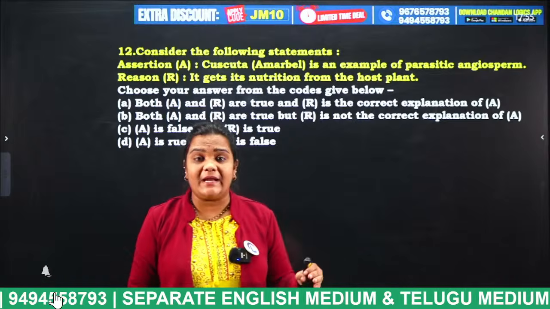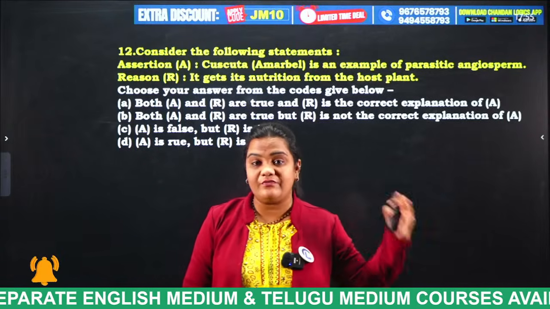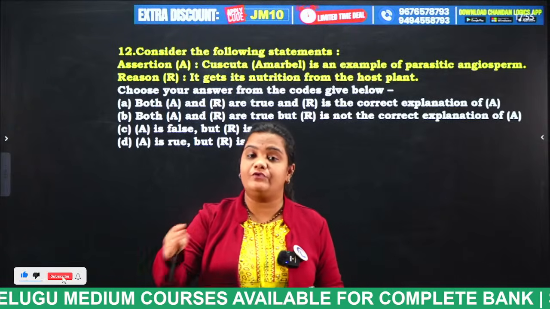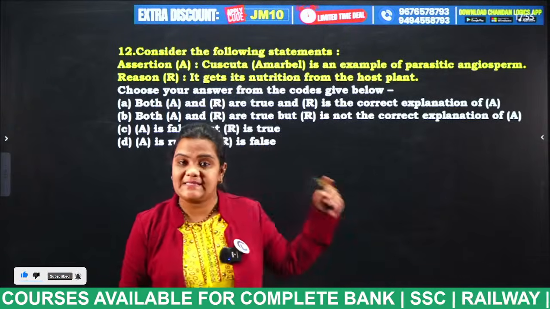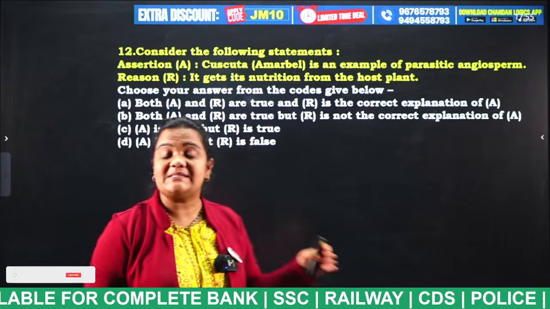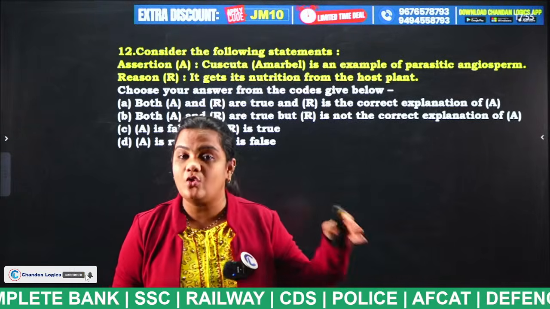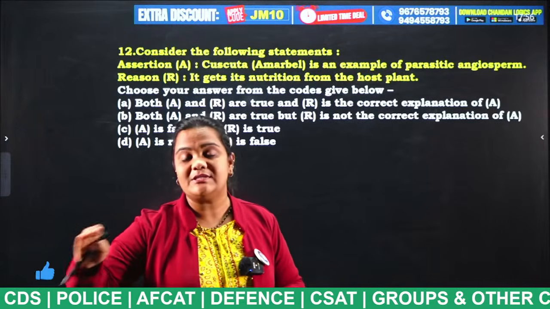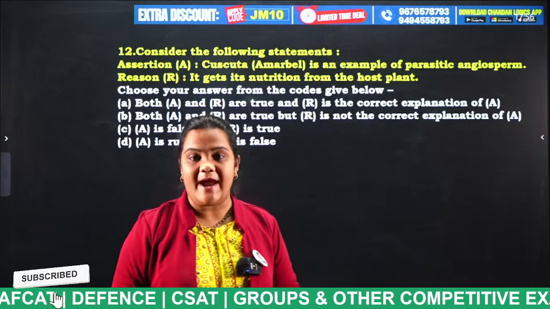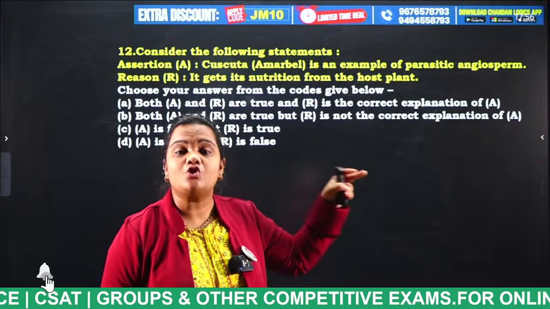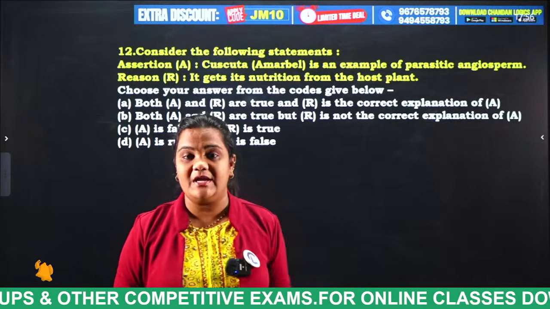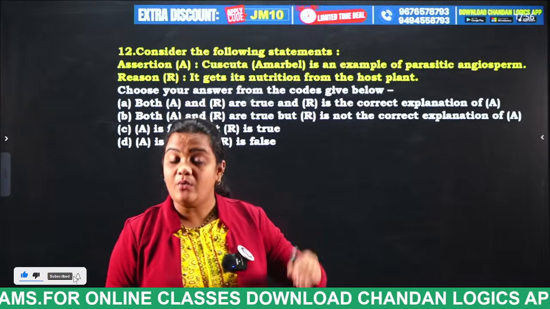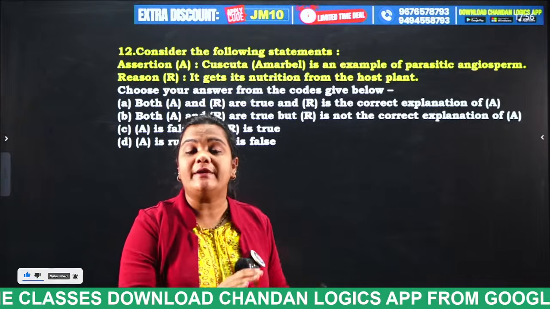Do you know that even plants depend on others for food? Yes, there are some types of plants which depend on others for food. So what type of plant is that? Cuscuta. Why? Because this cuscuta does not have leaves and chlorophyll. If the plant has chlorophyll, it can perform photosynthesis and prepare its own food, right? But this cuscuta, as it does not have leaves and chlorophyll, cannot prepare its own food. So how does it get its food? It depends on its host plant.